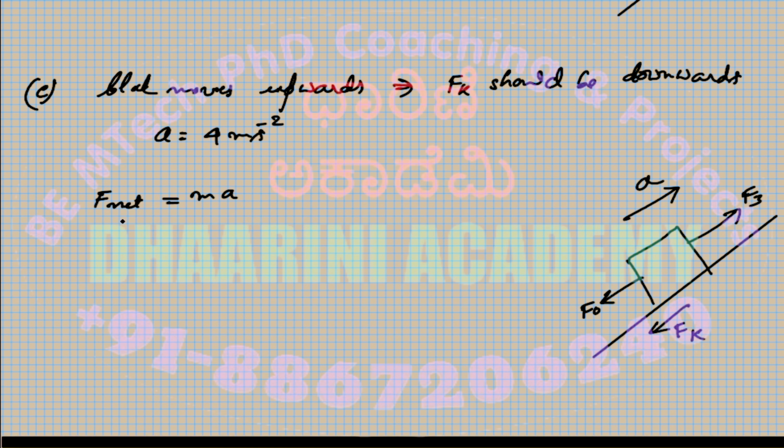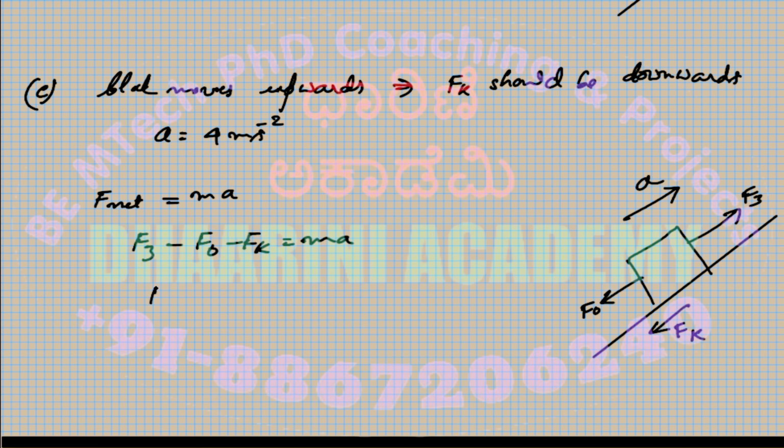So the governing equation is F net, the total force, is equal to mass into acceleration, right? So we will calculate in a very similar fashion. All the forces upwards are positive, right? So that is F3 positive. F3 minus F naught minus Fk should be equal to mass into acceleration, m into a.